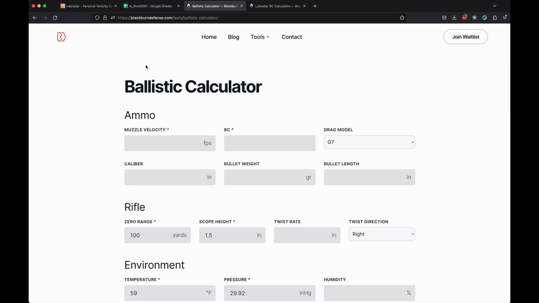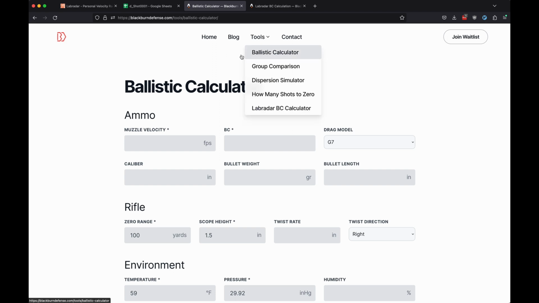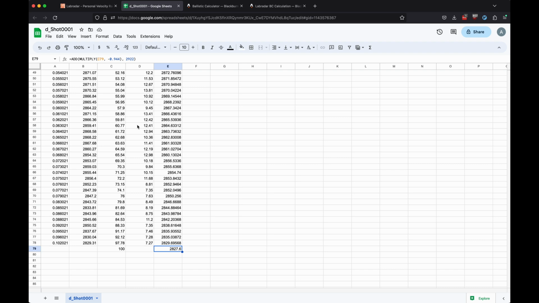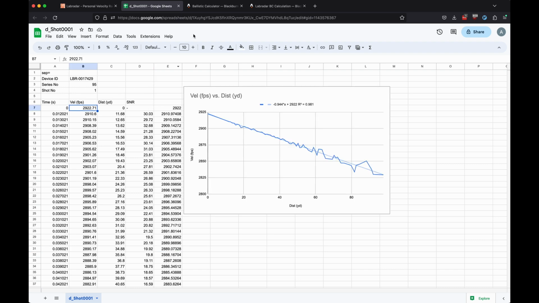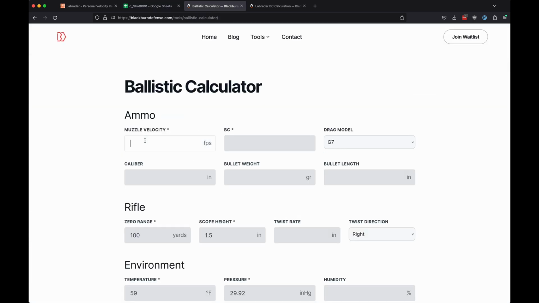So now we switch over to our ballistic calculator, which can be found on blackburndefense.com. We go Tools, Ballistic Calculator. And we're going to plug in our muzzle velocity, which can be found right here. It's 2923 if we round. And we don't know our BC yet, so we're just going to put in 0.3.